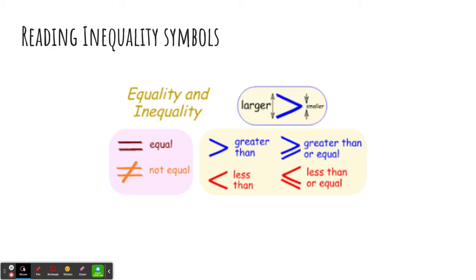There will be some symbols, inequality symbols, used in this video. The symbols are all shown on the screen. The most important thing to remember is that the bigger number is always on the side that is open. So the symbol always looks like it is trying to eat the bigger number. There are 6 main symbols used in this video: equal, not equal, greater than, greater than or equal to, less than, and less than or equal to.